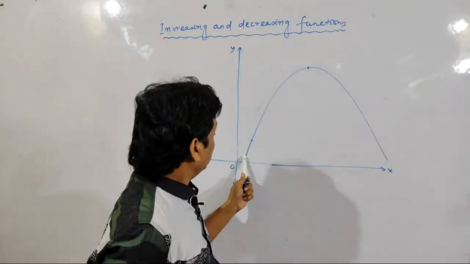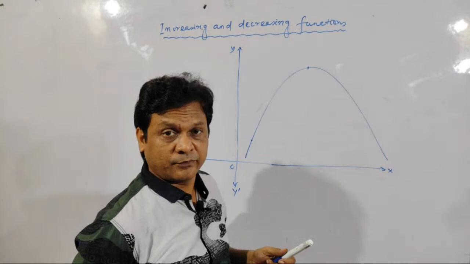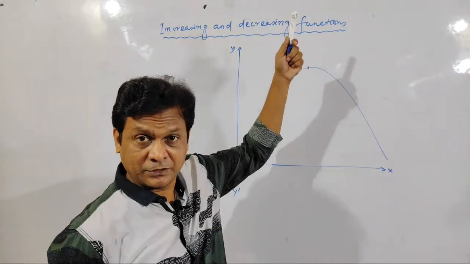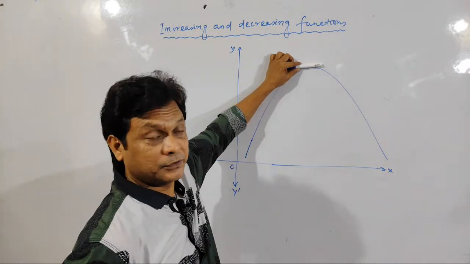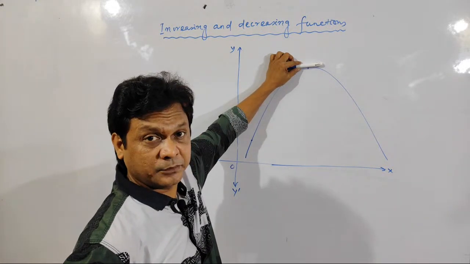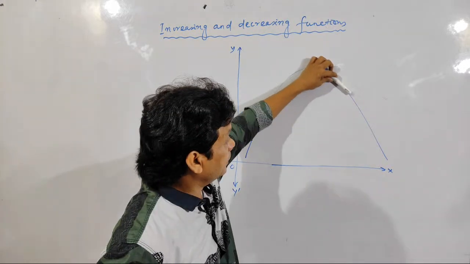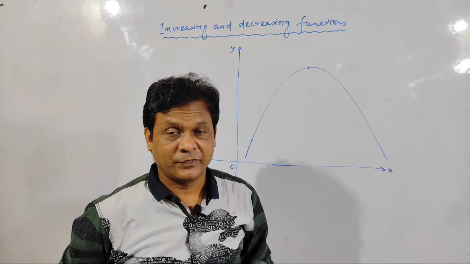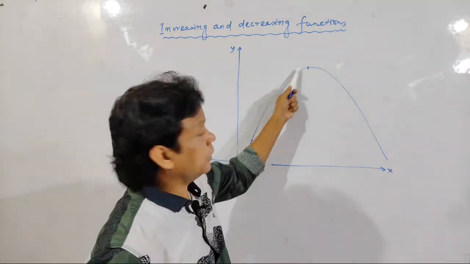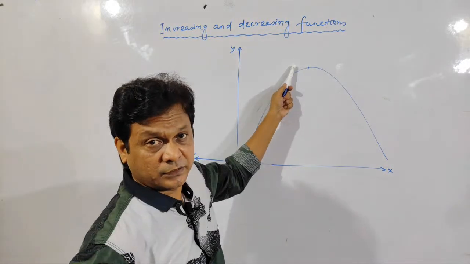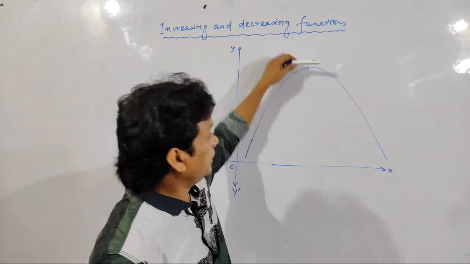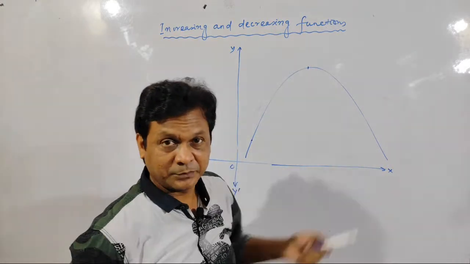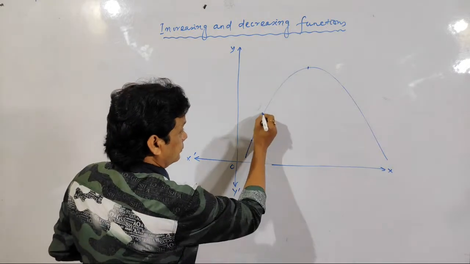So at this point, in normal terms, class 1 or class 2 students may also say that this curve is increasing because you are going up the hill, and at this point it is neither increasing nor decreasing. Then again you are decreasing. That means you are coming down the hill. Here you are going up the hill, that means the curve goes on increasing, and here the curve goes on decreasing because you are going down the hill. Clear?